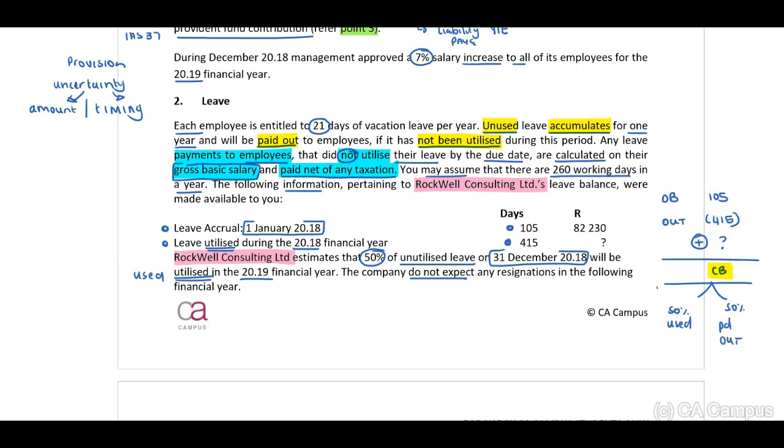How do we know this? Because this is what they've indicated to us in the sentence. Rockwell Consulting Limited estimates that 50% of unutilized leave will be utilized. Therefore, if they use 50%, we can assume that 50% will be paid out.